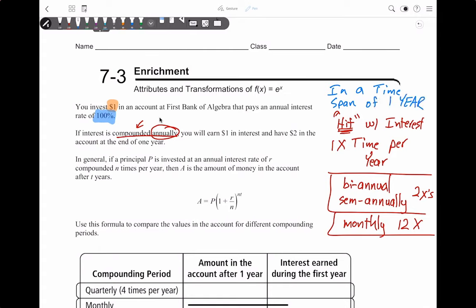Okay. So it says you will earn $1 in interest and have $2 in the account at the end of the year. So you're making it increase by 100%. Okay. And the way we can see that is this original $1, when I multiply $1 by this interest rate of 100%. That's the same as 1 times, and we've talked about this in previous videos, the percent is going to turn into a decimal. So it'd be 1 times 1.00. Well, this is just 1. And this 1 signifies the interest earned.